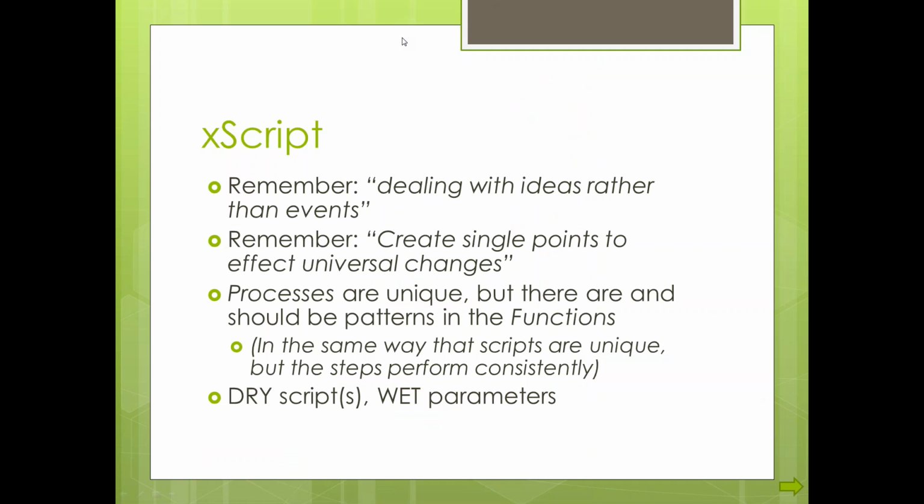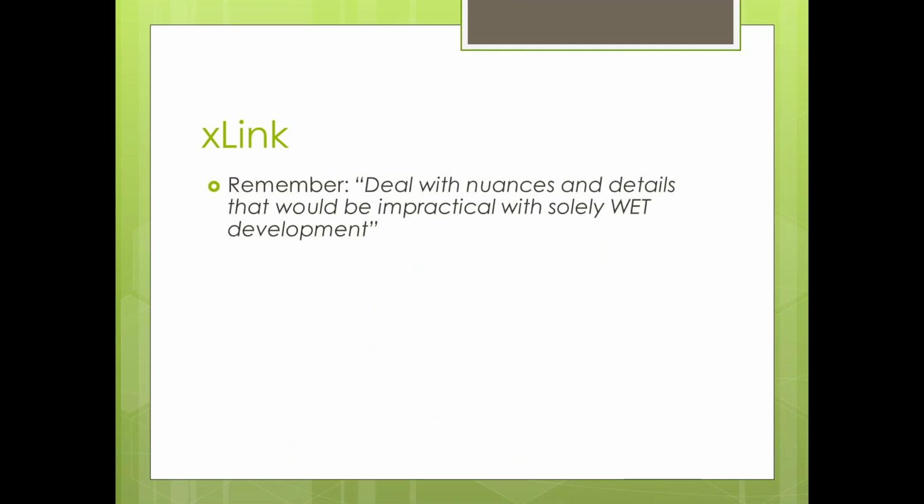So, next example. We have something called Xlink, which everything you see from this point forward leverages XScript, so we kind of had to hit that first. Xlink is about selecting records, and again, dealing with nuances and details that would be impractical with wet development.